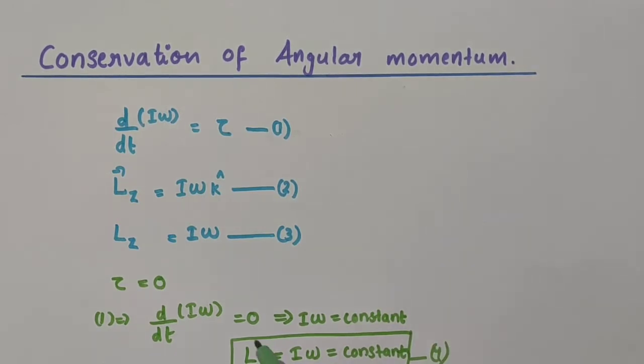So, that is when torque is equal to 0, the angular momentum along the z axis, which is equal to I omega, is conserved, or it is equal to a constant.